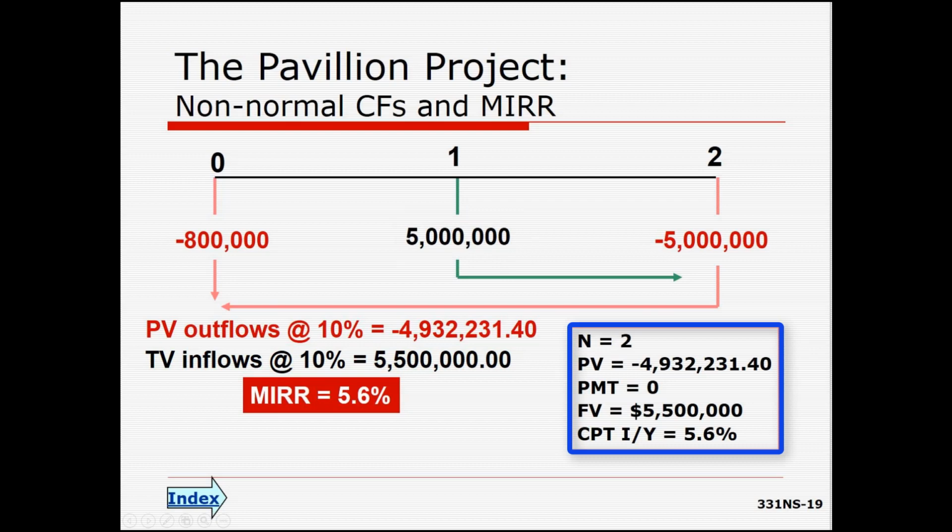In your calculator, N is equal to 2. Present value is equal to a negative $4,932,231.40. Payment is 0. Future value is $5.5 million. Compute IY and get a 5.6%. The project is a no-go with an MIRR of 5.6 versus a cost of capital of 10%.